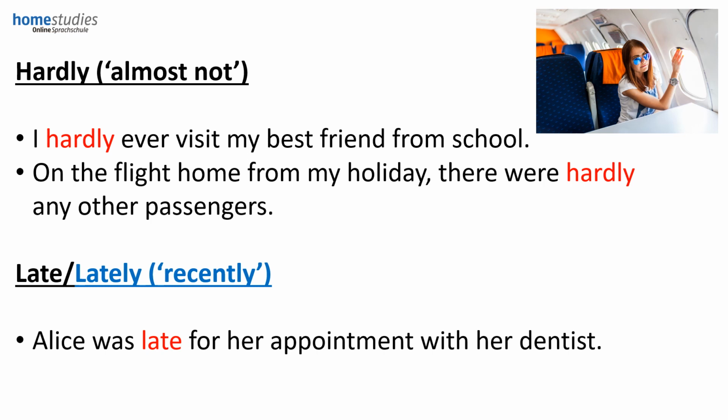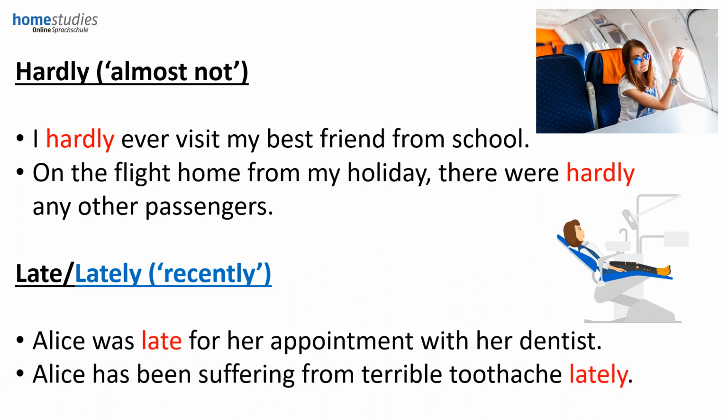Another word is late or lately. Now in this example here, Alice was late for her appointment with her dentist. Oh, naughty Alice. And in the second example, Alice has been suffering from terrible toothache lately. So in the first example, late for her appointment, it just means she missed her appointment. She wasn't at the appointment on time. You could be late for an appointment, late for school, late for your lesson. In the second example, Alice has been suffering from terrible toothache lately. Lately means recently. So it means in the recent past, Alice has been having terrible toothache.